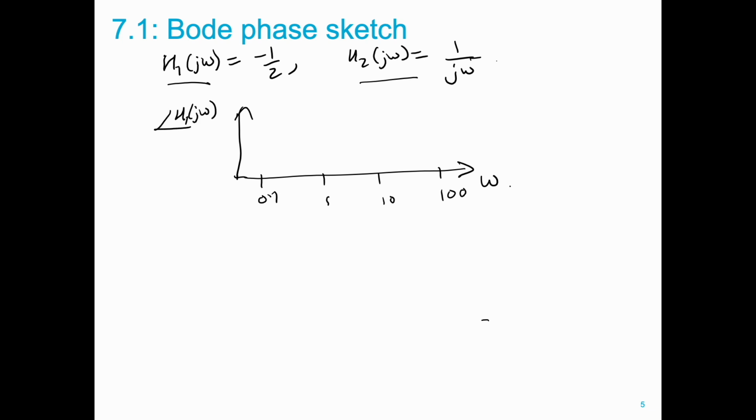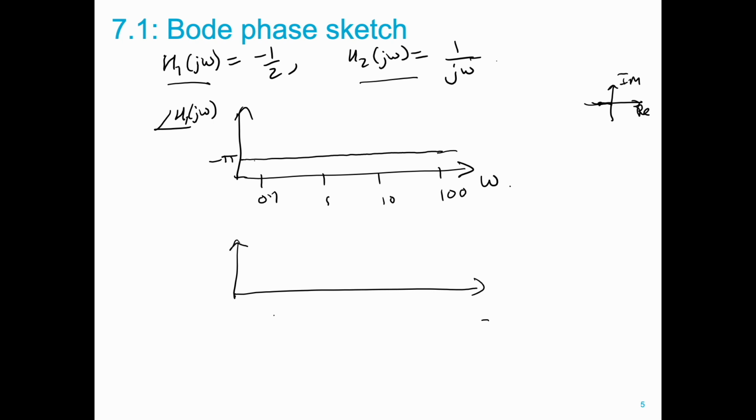Now, what is the phase of negative half? If I sketch negative half in the complex plane, it falls over here, and the phase of this complex number is 180 degrees or minus 180 degrees, whichever way you look at it. Both are equivalent. So whether you say it's minus 180 degrees or plus 180 degrees doesn't matter. The phase is independent of frequency, and it takes a constant value of minus pi for all omega. Now let's take a look at the phase of H2(j omega).